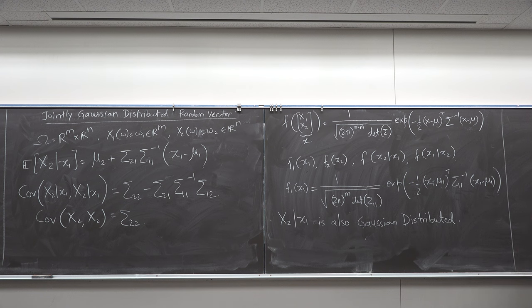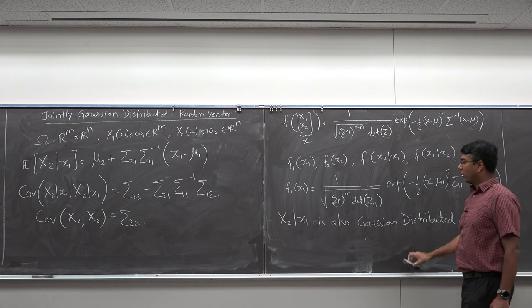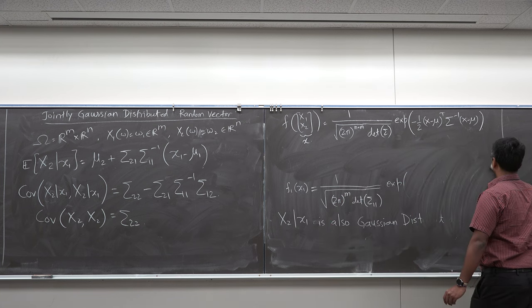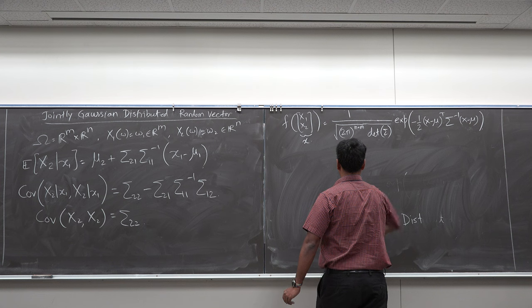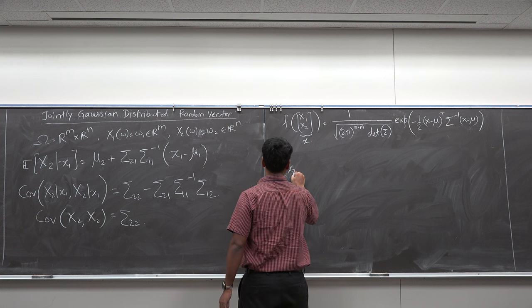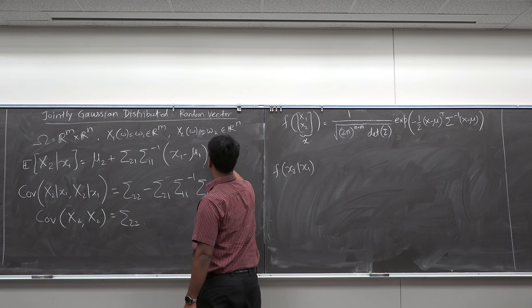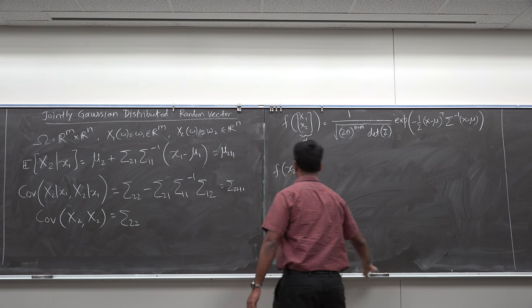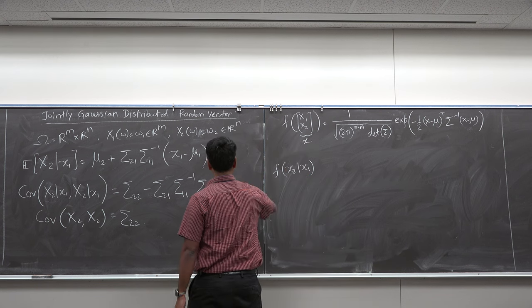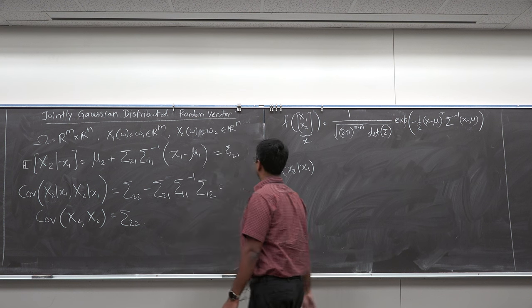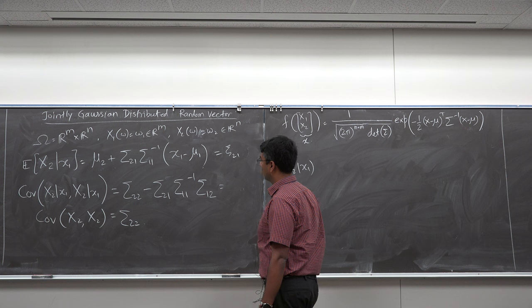Okay. So then, what is the f of x2 given x1? Let me call the conditional mean mu of 2 given 1, and the covariance sigma 2 given 1. Okay, this is not looking good, I have to give it a different name. C21. What should I call this matrix? I don't know, M21.